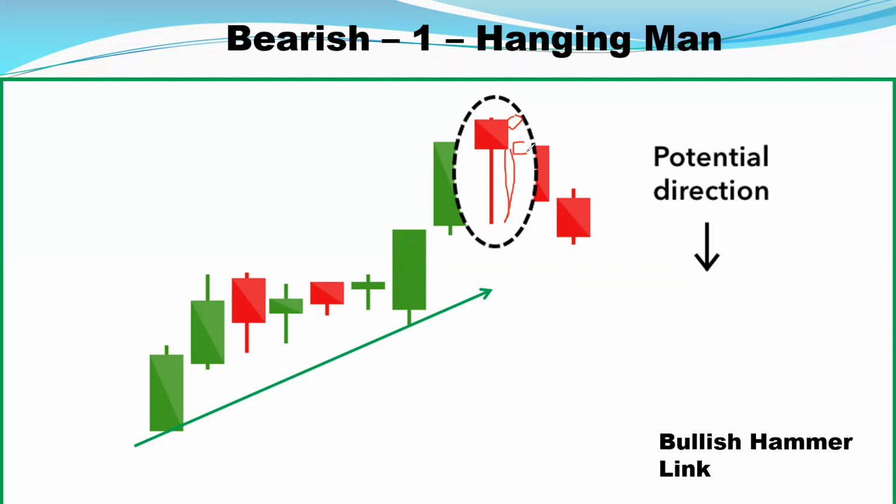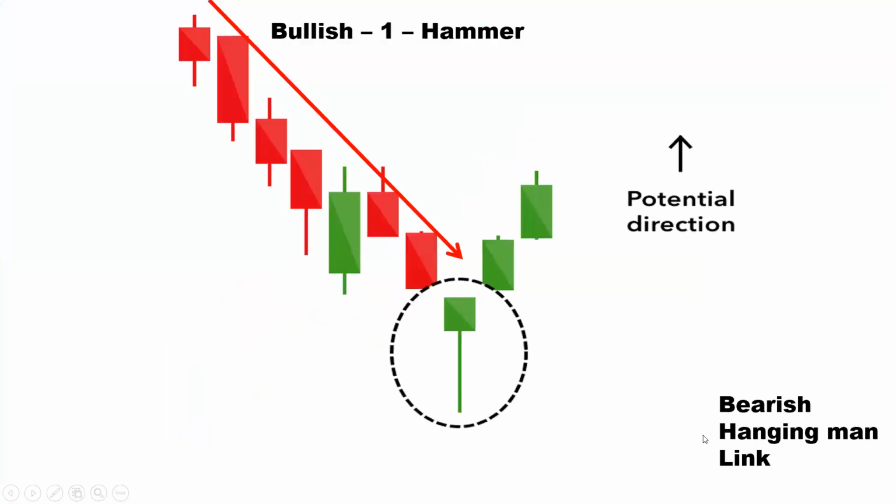And it is at which level? It is at the top of the chart. So whenever I see my hanging man at the top of the chart, what do I understand? That this stock is now going to fall from here. It is going to go down. So I will look at it as a bearish stock. So here is my hammer.